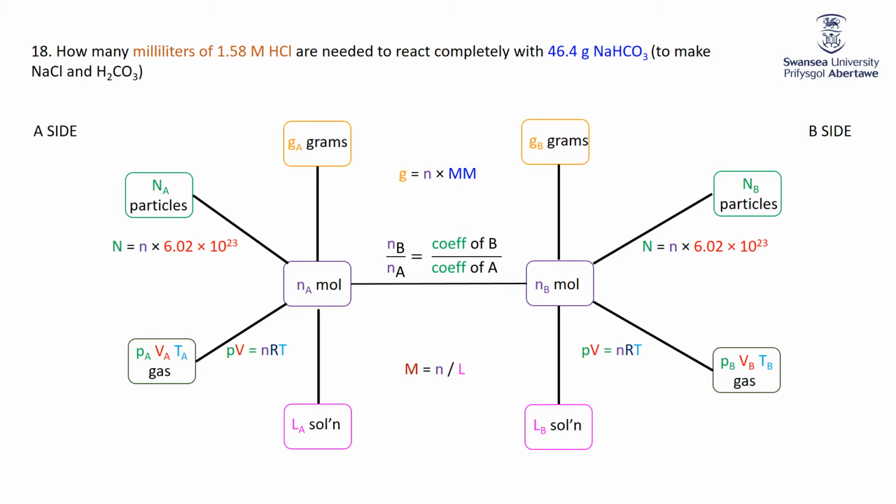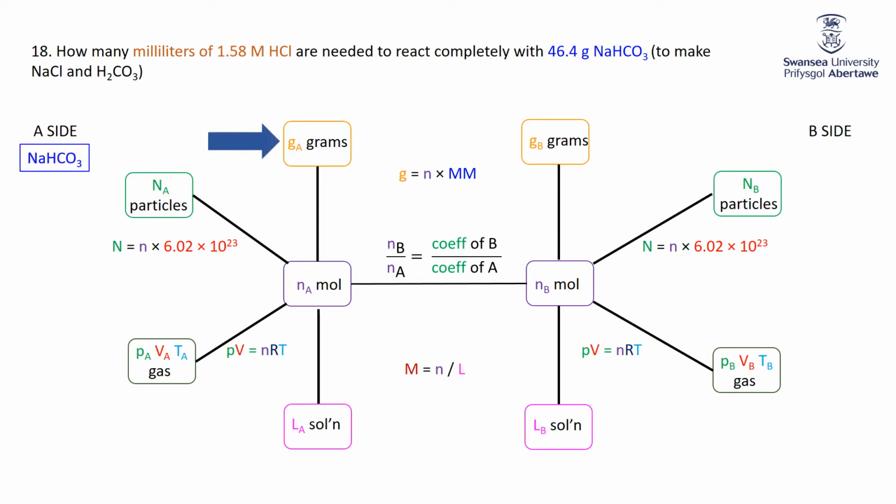So, change of gear. Again, we're into 3-step type calculations, but with a little twist to it. How many milliliters of 1.85 molar HCl? So notice, not grams or moles, but milliliters needed to react completely with 46.4 grams of NaHCO3. So we know NaHCO3 and we know the grams of it.